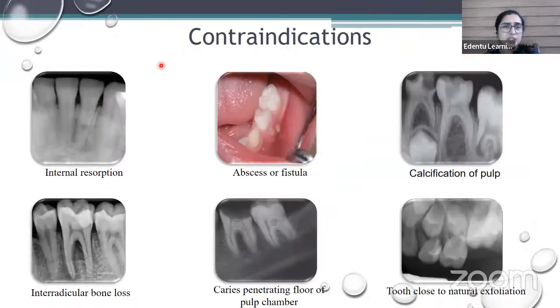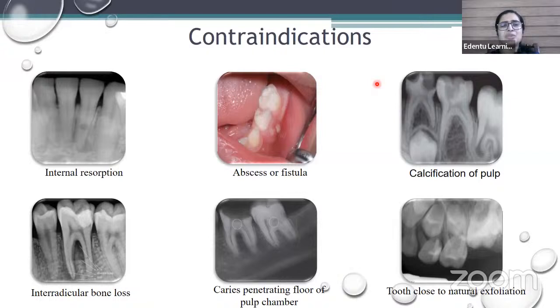Now coming on into the contraindications. Contraindications are also as important as the indications, okay? So these are the conditions where you are not supposed to do the pulpotomy. In that, we have conditions like internal resorption, abscesses or fistula, calcification of the pulp, interradicular bone loss, caries penetrating the floor of the pulp chamber, and the tooth that is close to natural exfoliation.